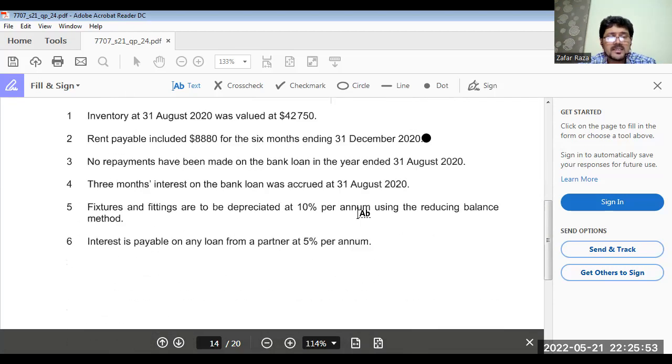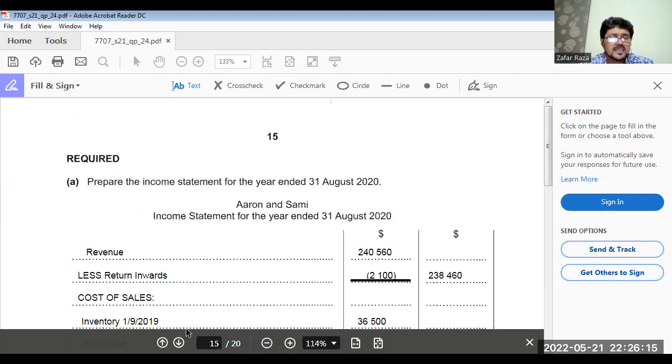Okay, 3 months interest on bank loan. Interest expense is 5% on loan. Okay, and bank interest on. So what we have to do first, we will take profit from operations.